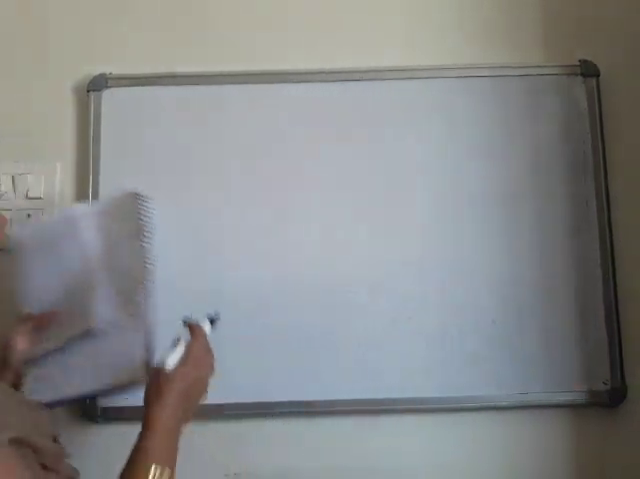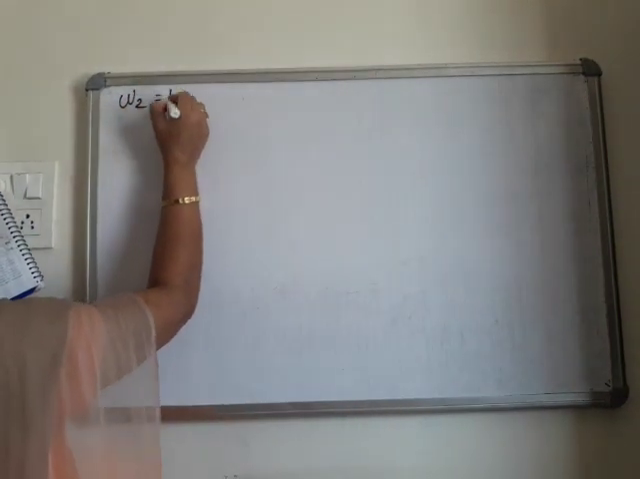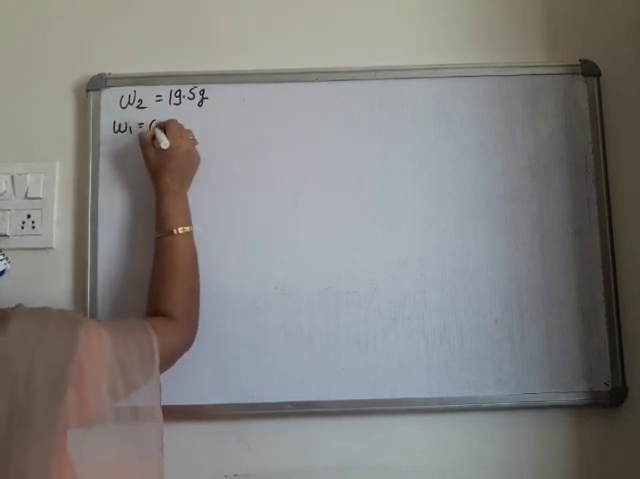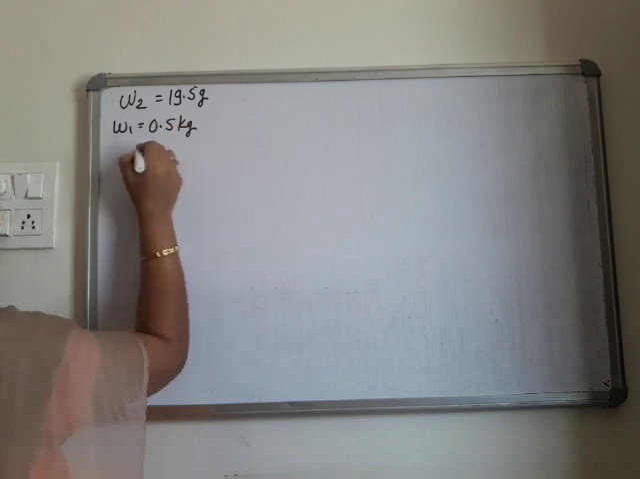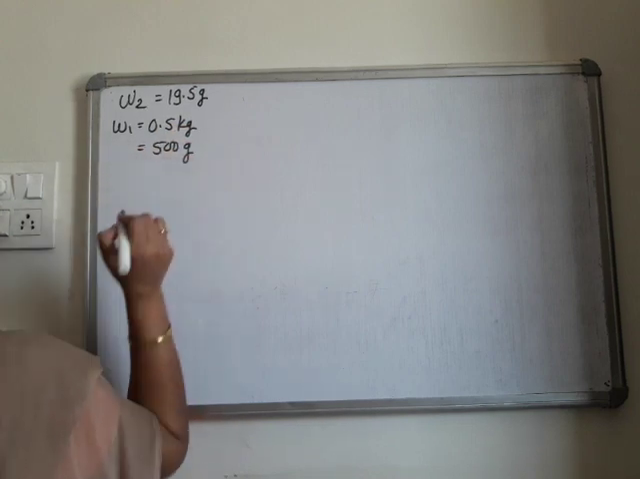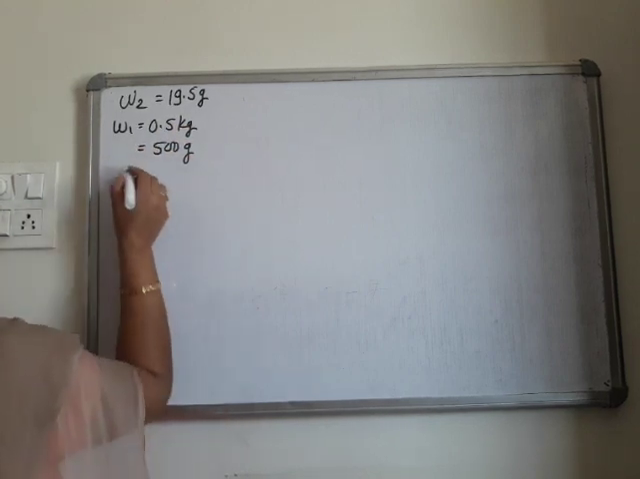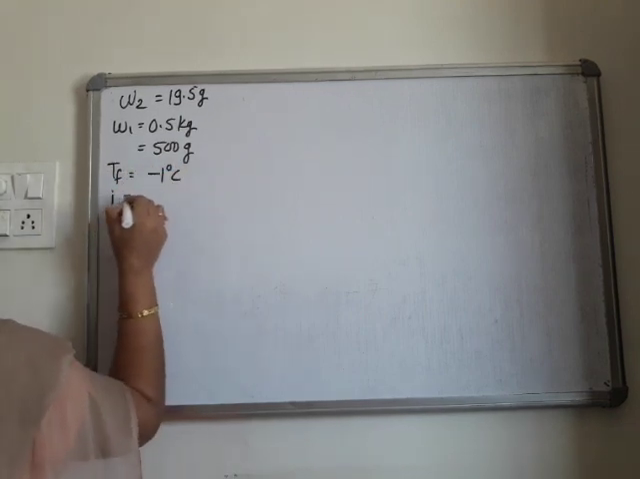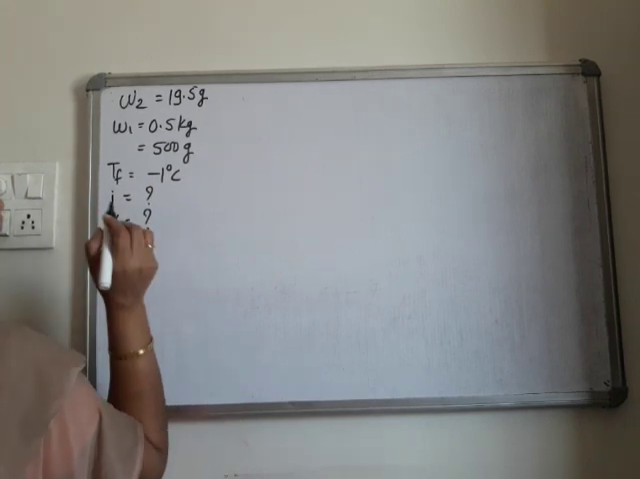Read the question. 19.5 gram of monofluoroacetic acid was dissolved in 0.5 kg of water. So what are the given things? W2 is given, that is 19.5 gram. W1 is given, 0.5 kg, which means 500 gram. Freezing point of solution, that is Tf, is minus 1 degree Celsius. Calculate van't Hoff factor and degree of dissociation.